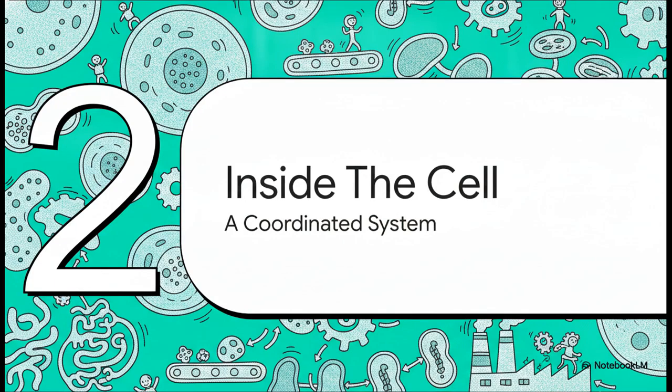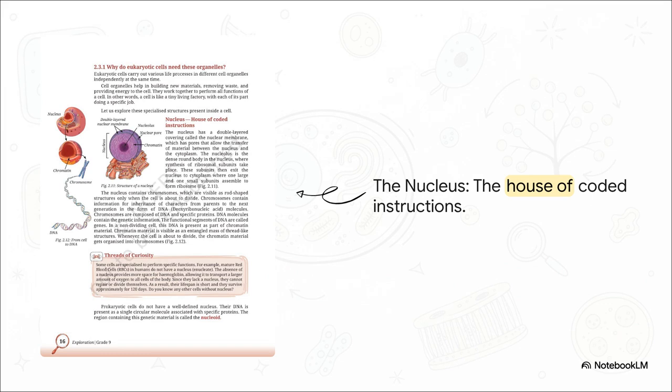Section 2. Inside the cell factory, a coordinated system. Because a single cell isn't just a passive blob of jelly, it is a bustling, highly organized factory. Stepping onto the factory floor, right in the center, we find the nucleus. You can think of the nucleus as the CEO's corner office. It's heavily guarded by a double-layered membrane, and inside, it holds the essential DNA blueprints and chromosomes. This is the master control room.